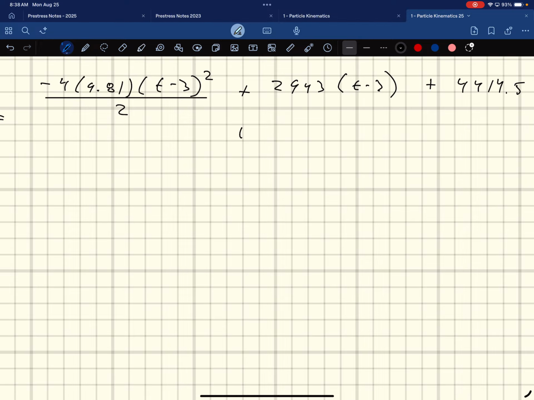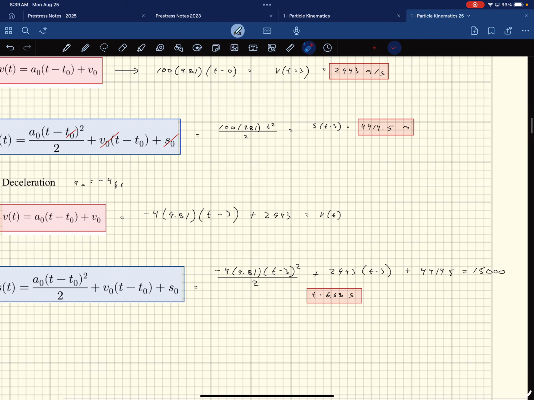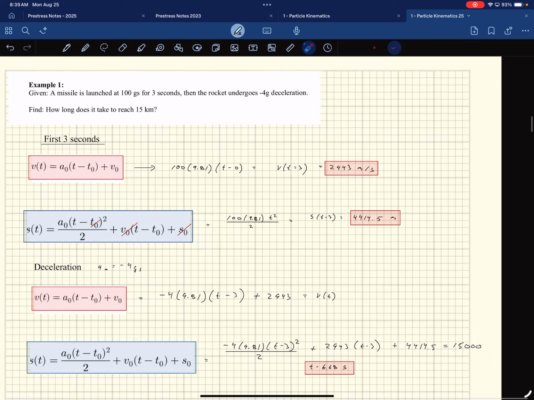So I plugged that in my calculator, right? And this is 6.68 seconds. If you solved this problem and said this was 0 there, your answer would be 3.38 seconds. And so if you were looking for the total amount of time, you do the 3.38 seconds plus the 3 seconds that already happened up to the point where you hit that. But if you put in the T minus 3 there, it'll give you the total time as if from the initial launch. So in 6.68 seconds, this rocket will have gone 15 kilometers, right? Cool.